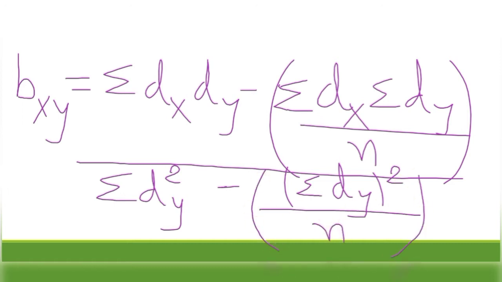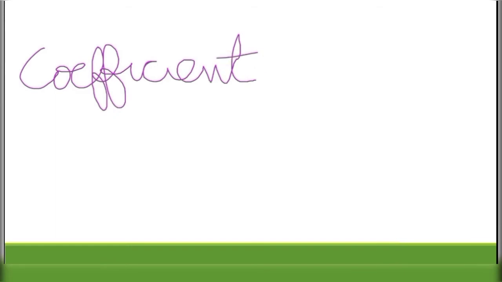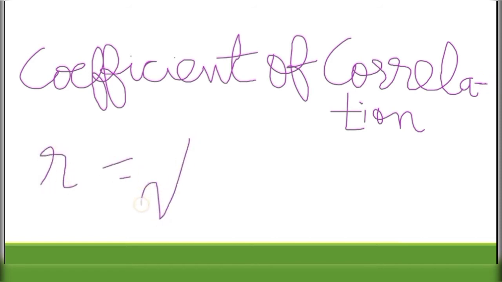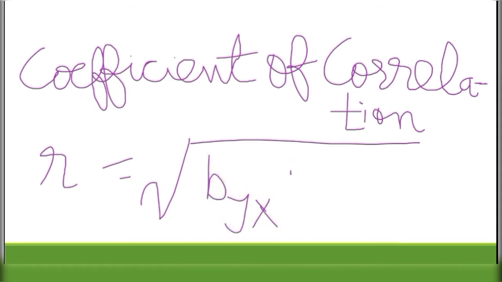The next thing that can be asked in the questions is to find out the coefficient of correlation. R is equal to square root of byx into bxy. Let's see some examples.